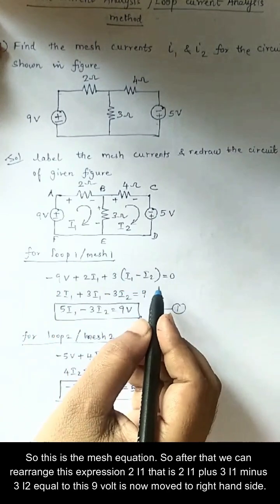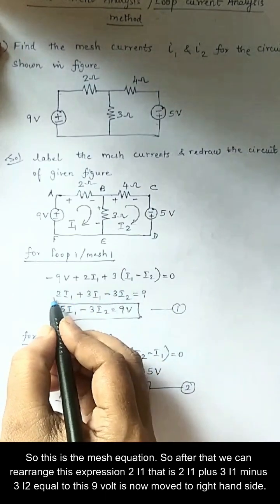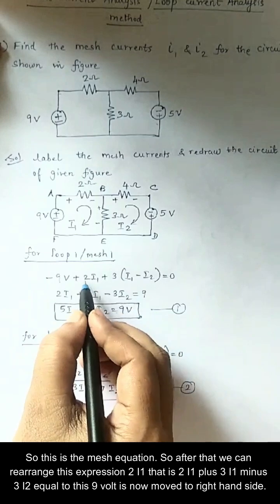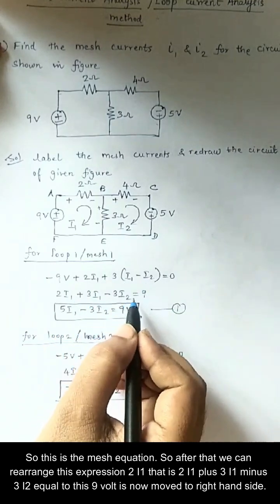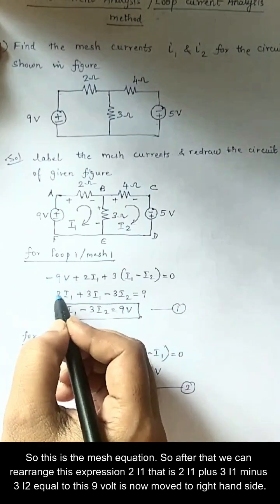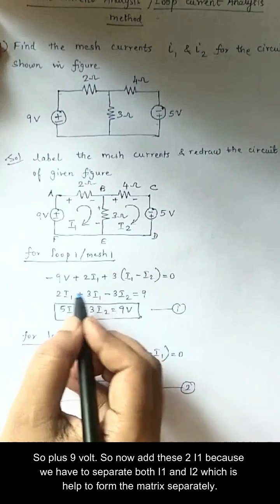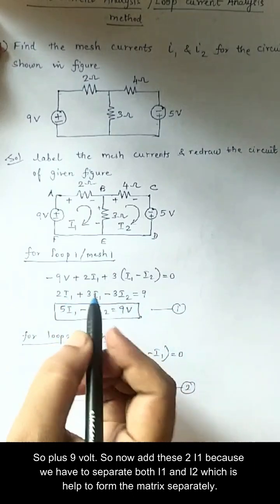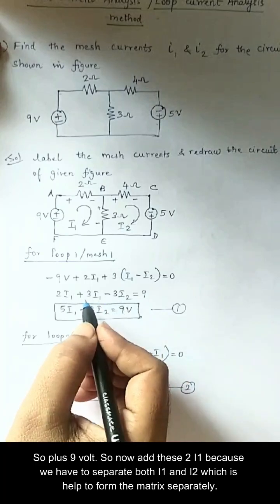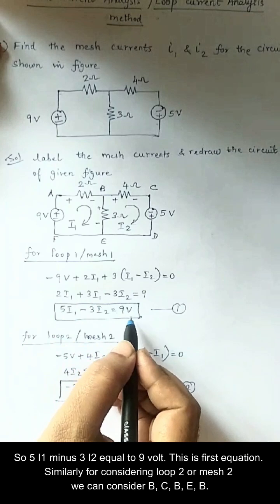So this is the mesh equation. After that we can rearrange this expression: 2I1 plus 3I1 minus 3I2 equal to, and this 9 volt is now moved to the right-hand side, so plus 9 volt. Now add the I1 terms, because we have to separate I1 and I2, which helps to form the matrix separately. So 5I1 minus 3I2 equal to 9 volt.